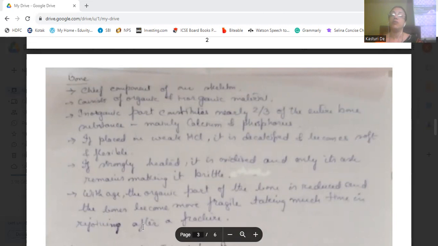When we place this bone in very weak hydrochloric acid, not strong, it gets decalcified. That is, the calcium gets dissolved and the bone becomes soft and flexible. Now, if we strongly heat a bone, then it is oxidized and forms an ash, making it very brittle.